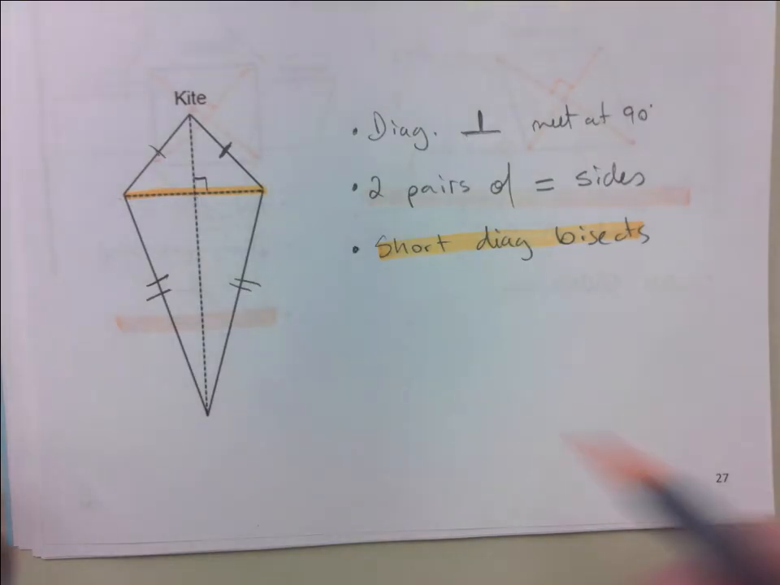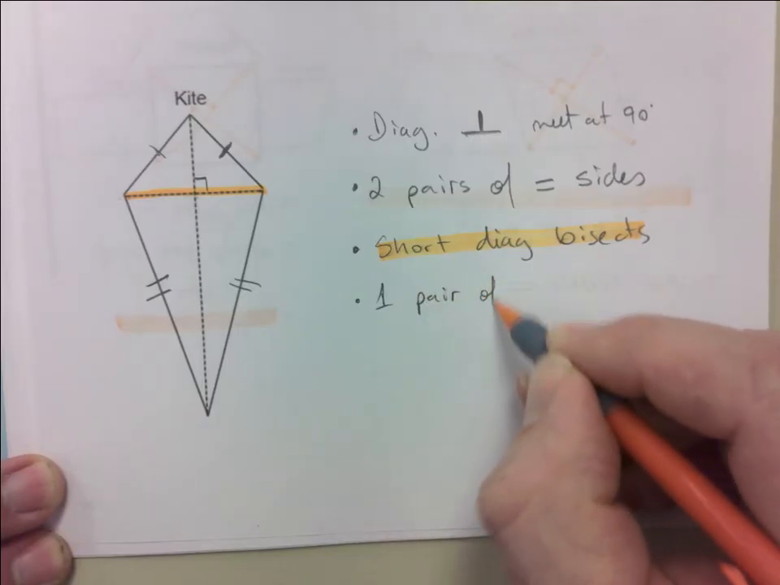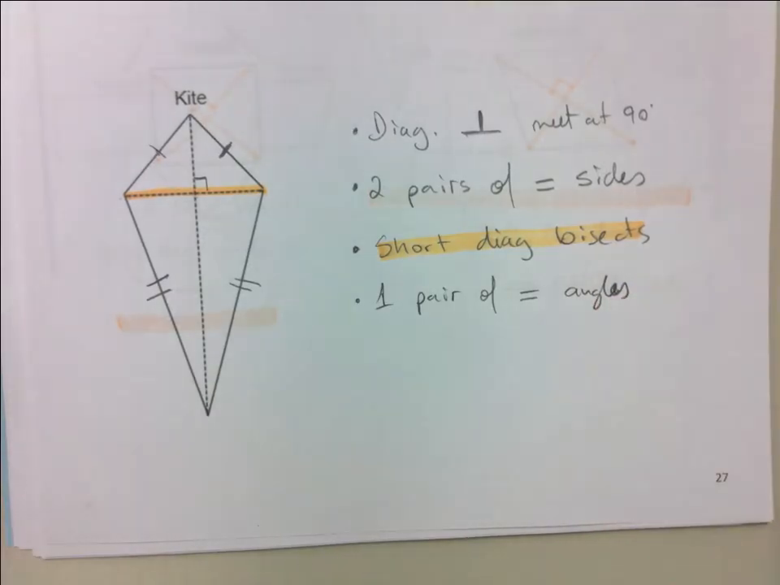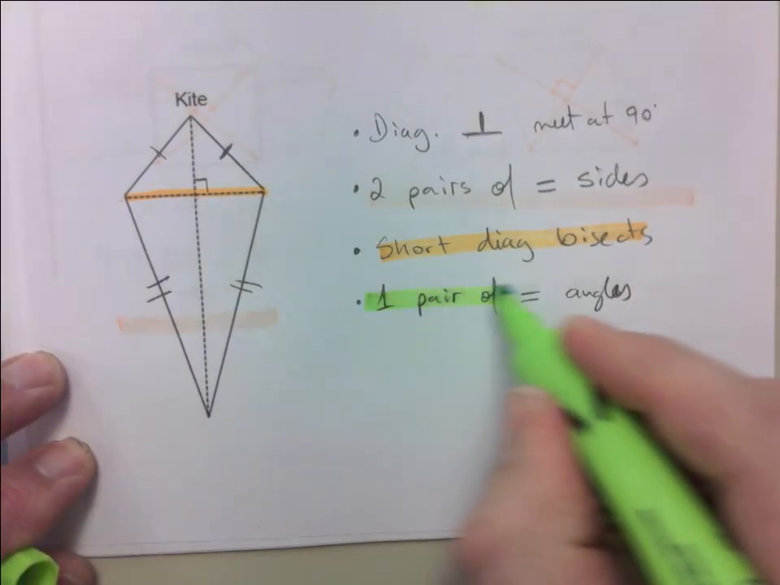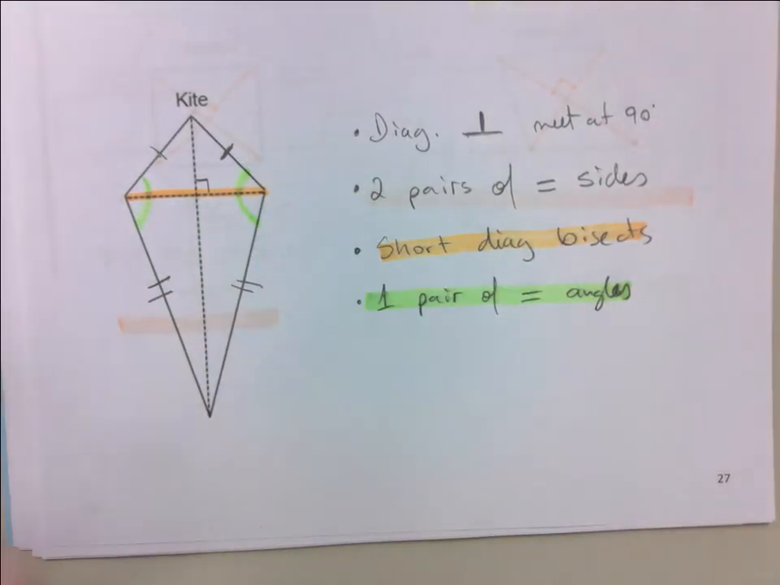I think we're good. One pair of equal angles. I will give you a color for that. I'm going to use green. It's this one and this one that are the same.